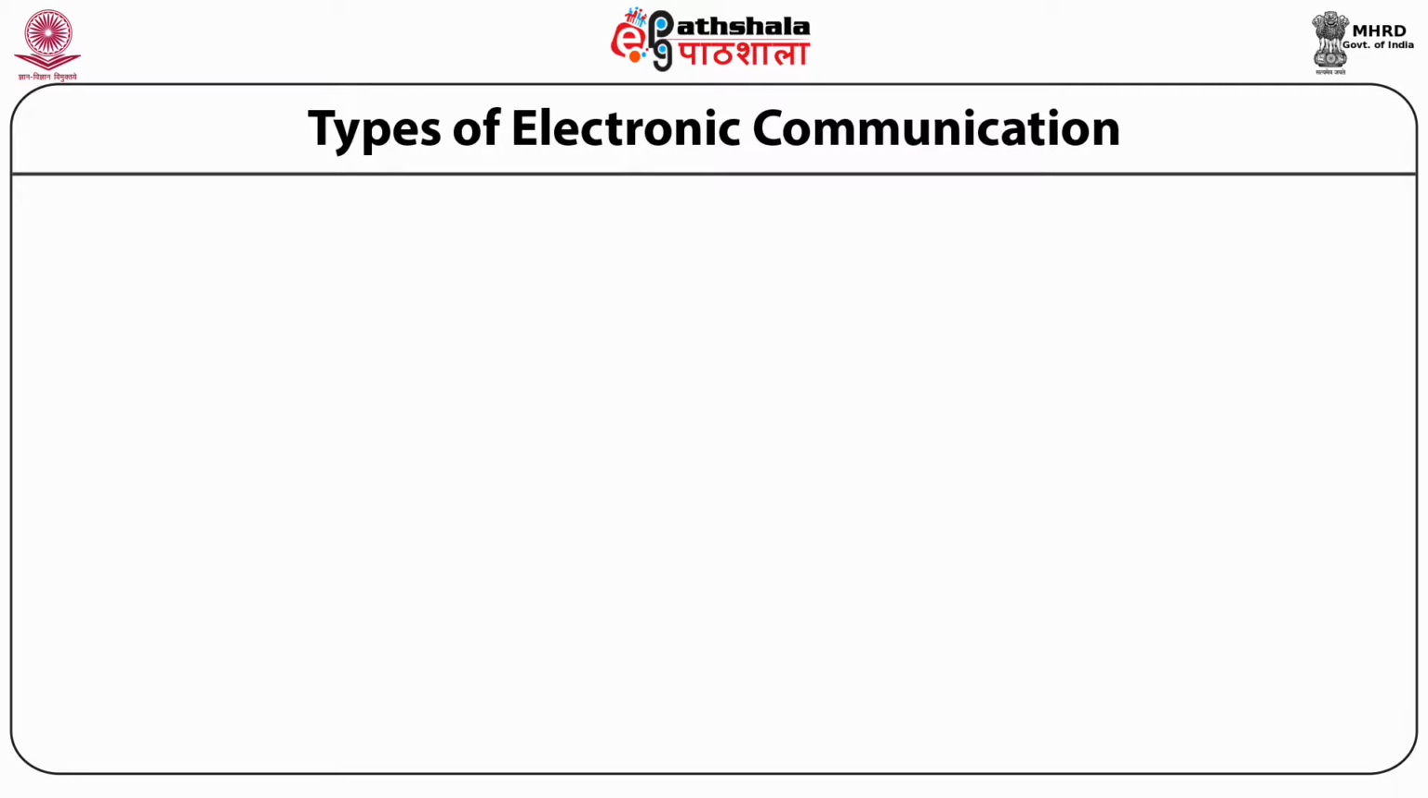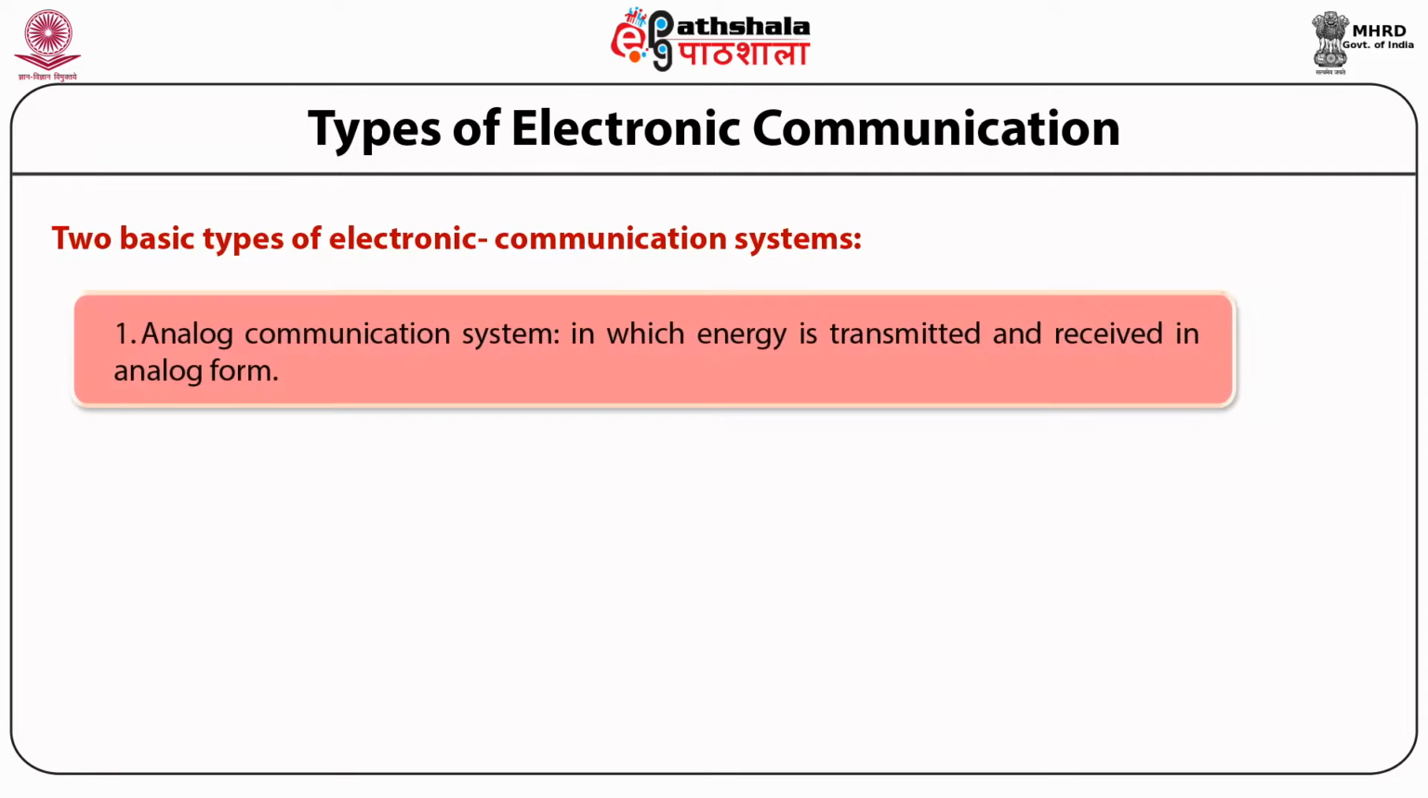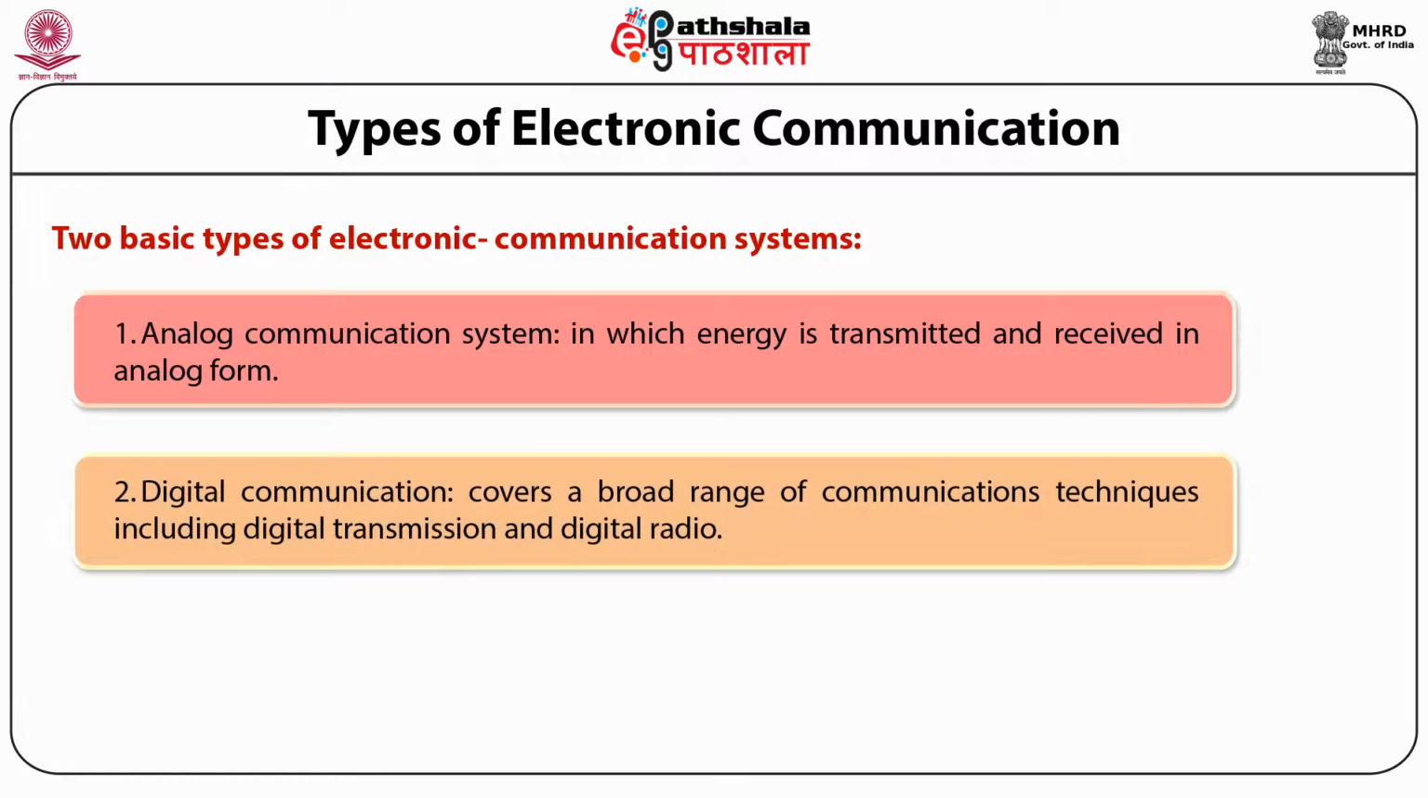So students, there are two basic types of electronic communication systems. First one is the analog communication system, in which energy is transmitted and received in analog form. Second one is digital communication, which covers a broad range of communication techniques, including digital transmission and digital radio.